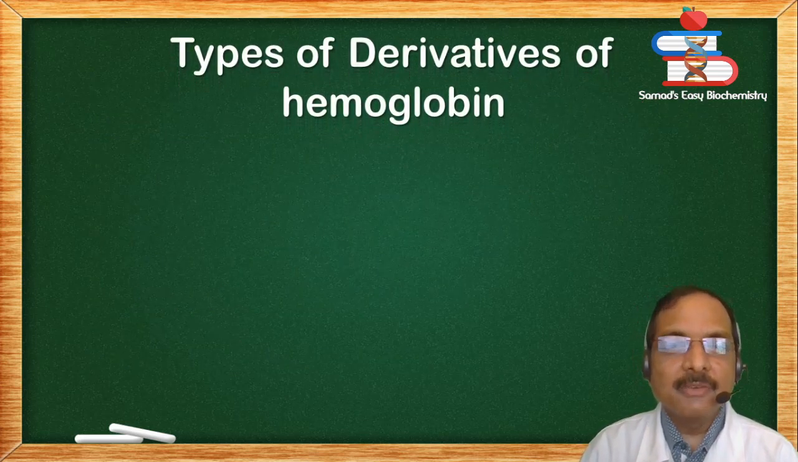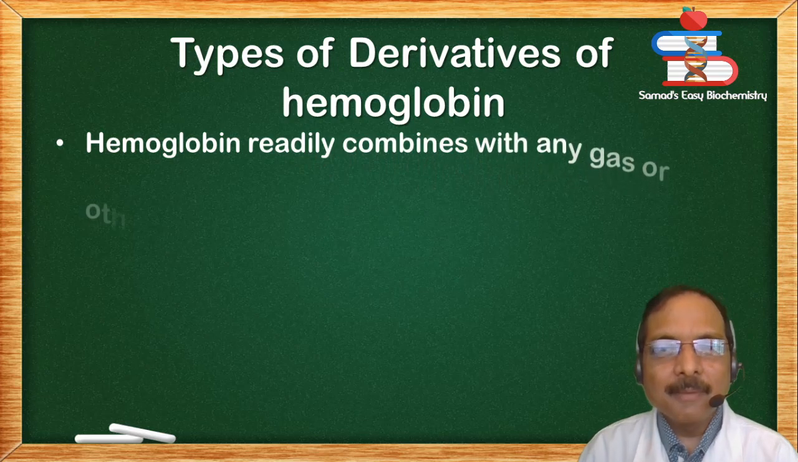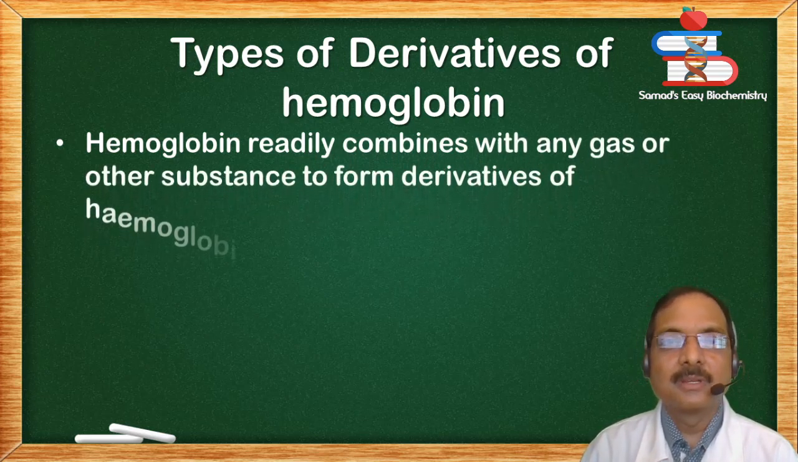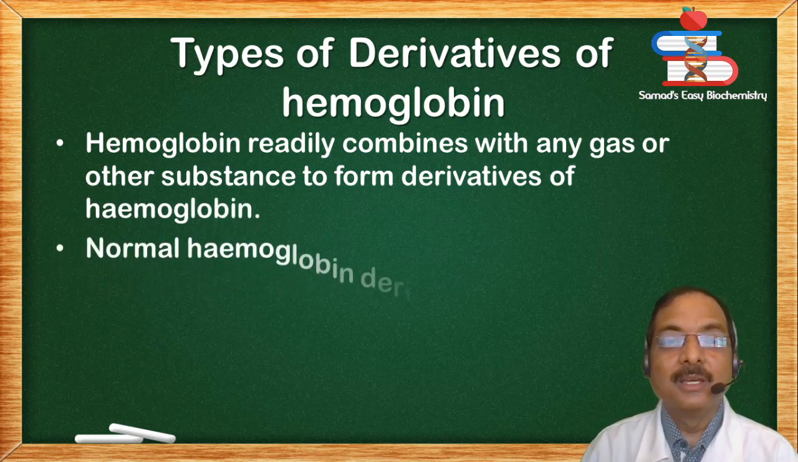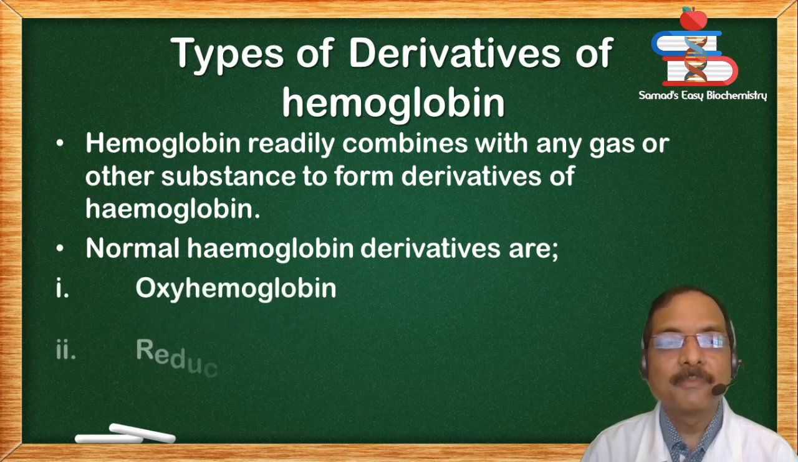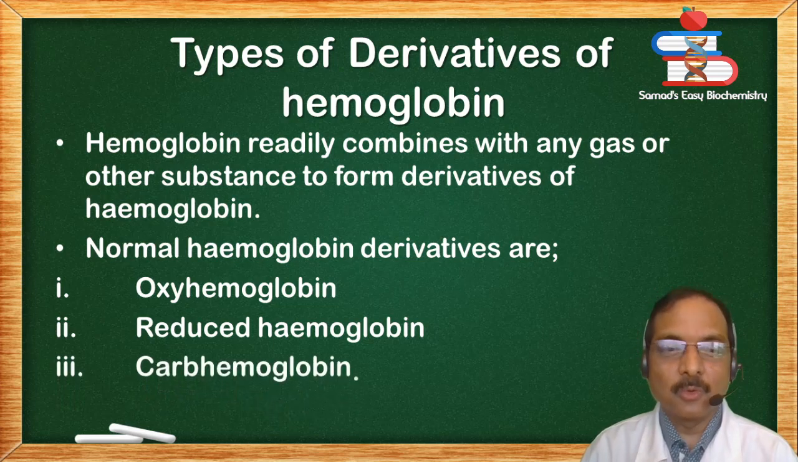Types of derivatives of hemoglobin. Hemoglobin readily combines with any gas or other substances to form derivatives of hemoglobin. Normal hemoglobin derivatives are oxy-hemoglobin, reduced hemoglobin, and carb hemoglobin.